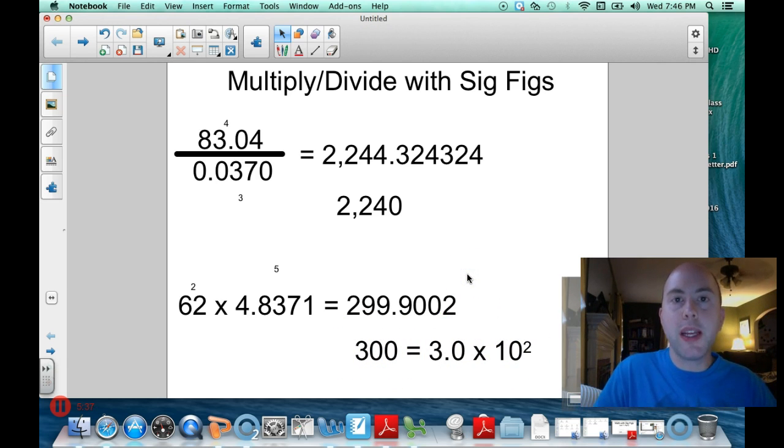So when you multiply and divide, you always want to go by the fewest number of sig figs. But watch out for crazy situations like this one, where your answer does not give you the correct number of sig figs, in which case you need to change it to scientific notation to make it the correct number of sig figs.